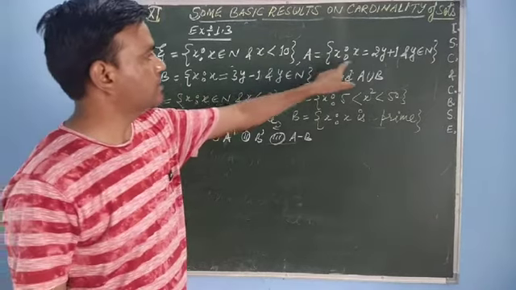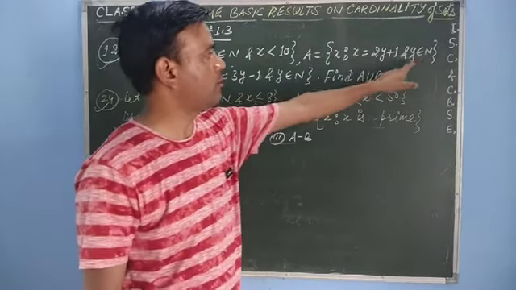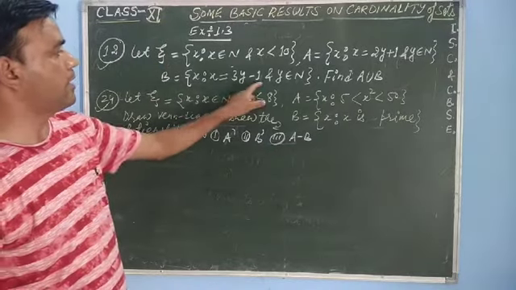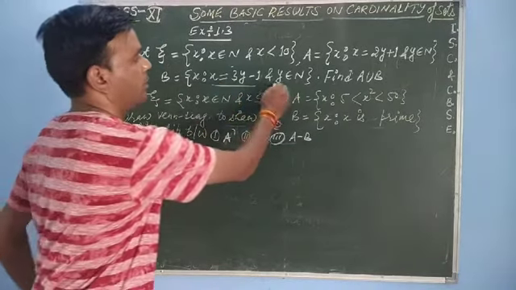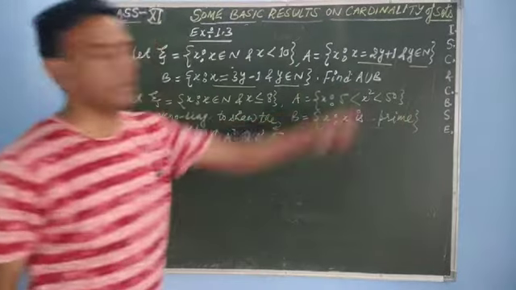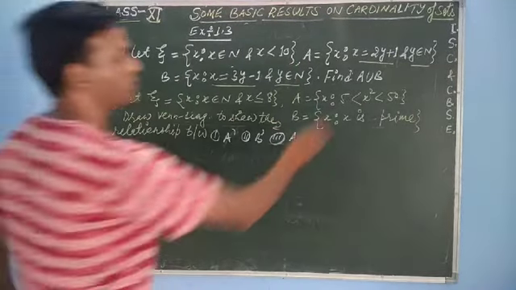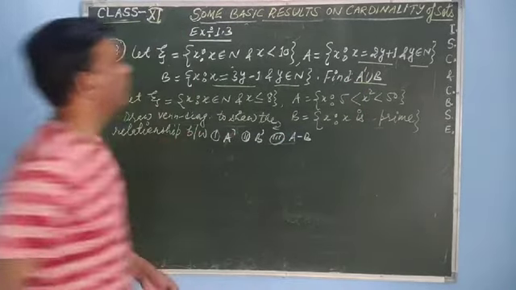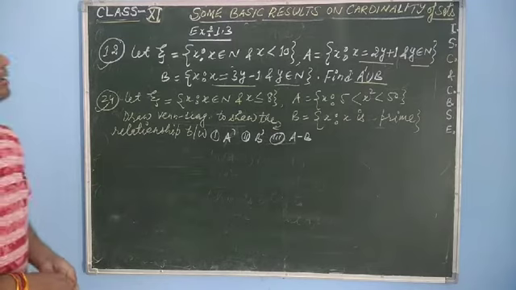Set A is equal to x such that x is equal to 2y plus 1 and y belongs to N. And set B is equal to x such that x is equal to 3y minus 1 and y belongs to N. Find A' union B, A dash union B. You have to find this. So first of all, we have to write all these in roster form.